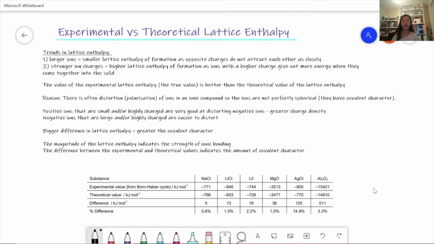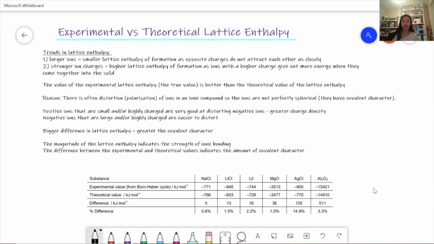However, if we look at the lithium chloride, for example, the difference is 1.5%. So it indicates that the bonding is still very ionic, but there's a little more covalent character than the sodium chloride. And that's because the lithium plus ion is smaller than the sodium plus ion. And that's because lithium is up a group compared to sodium. So that means that the lithium plus is better at polarizing the negative ions.